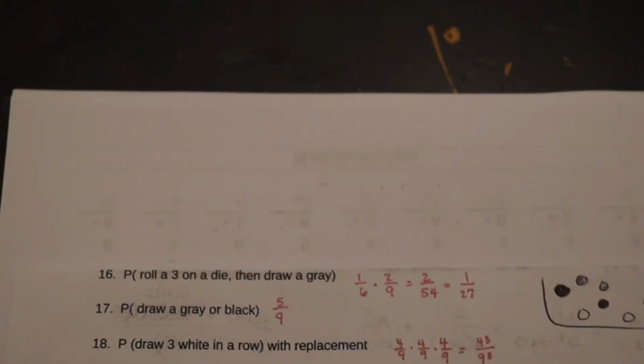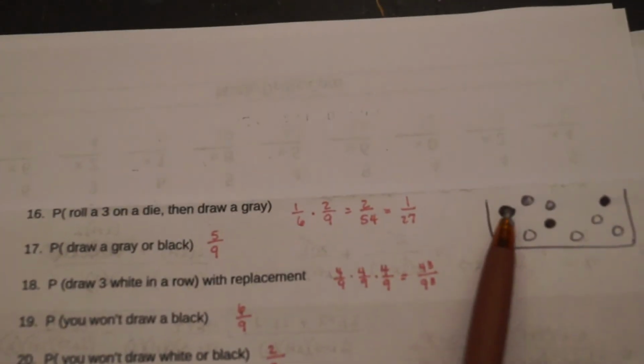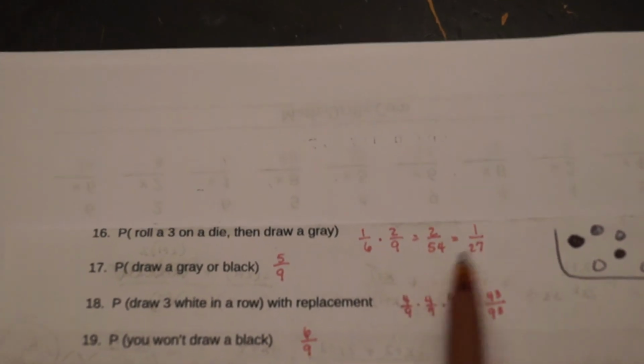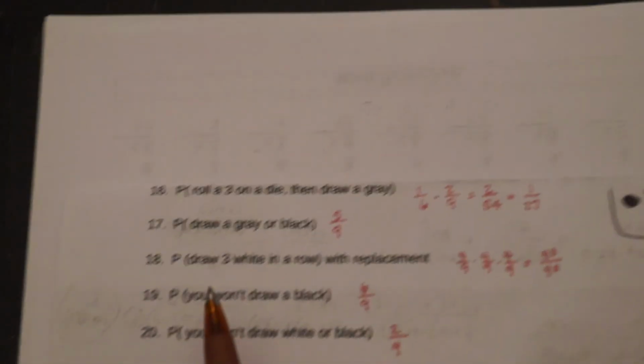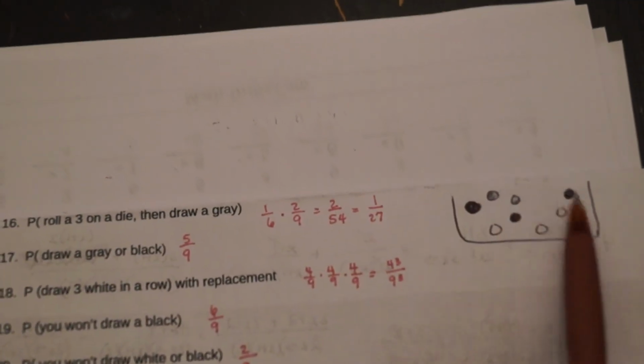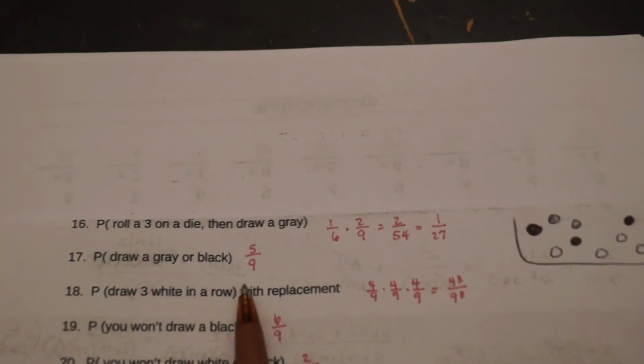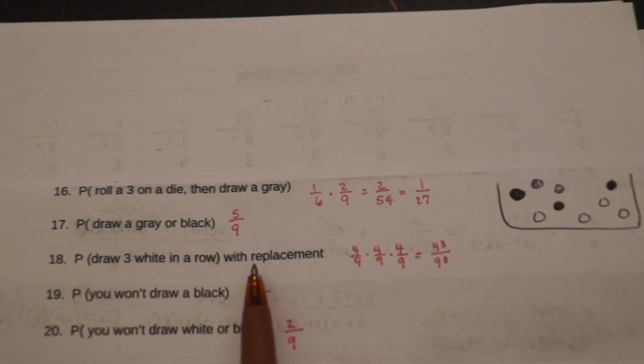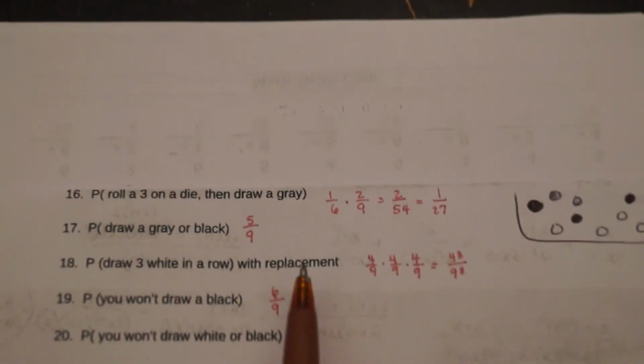times, because and then means times, 2 out of 9, because that's my chances of drawing a gray, 2 of the 9. And then I multiplied it out and got 2 over 54 and simplified it. The probability of drawing gray or black, well, 1, 2, 3, 4, 5 of these are gray or black, so it's 5/9. Probability of drawing 3 whites in a row with replacement, which means I put it back every time.